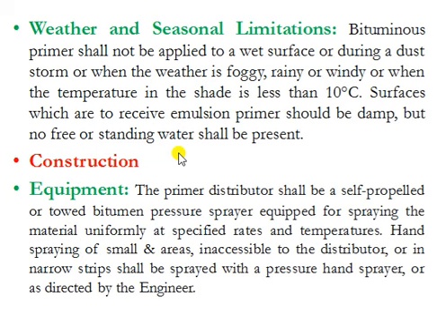So equipment. The primer distributor shall be a self-propelled or towed bitumen pressure sprayer equipment for spraying the material uniformly at specified rate and temperature, and spraying of small areas inaccessible to the distributor, or in narrow strips, shall be sprayed with a pressure hand sprayer or as directed by the engineer.